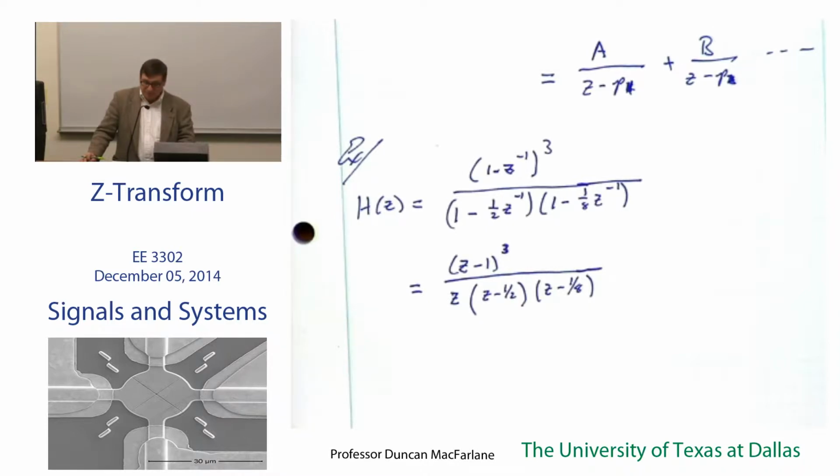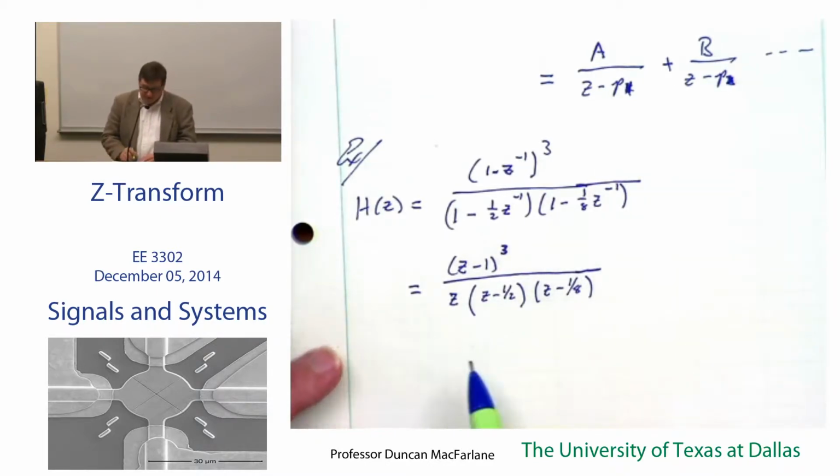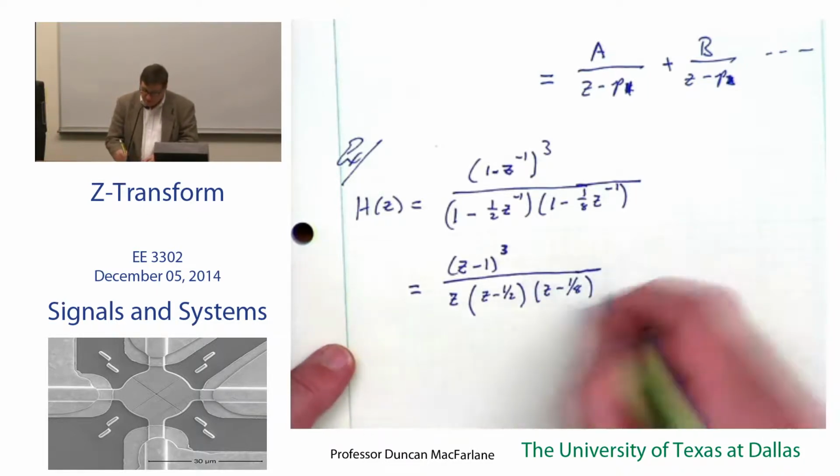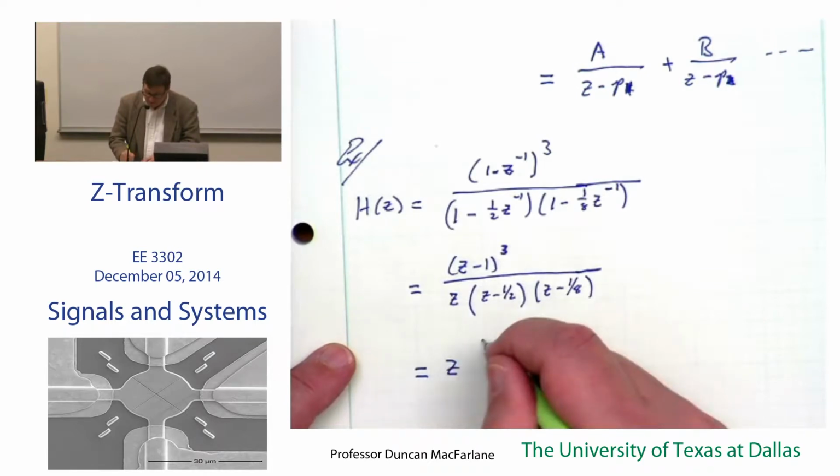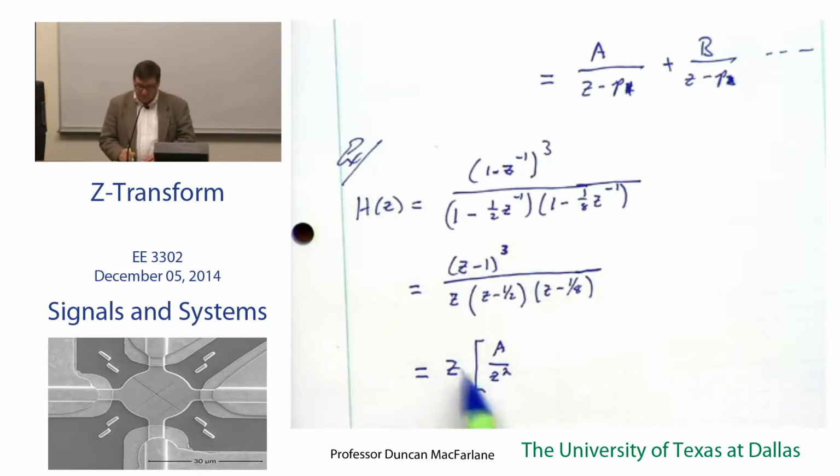And I will express this as a z times an a over z squared. So that's my 1 over z term.